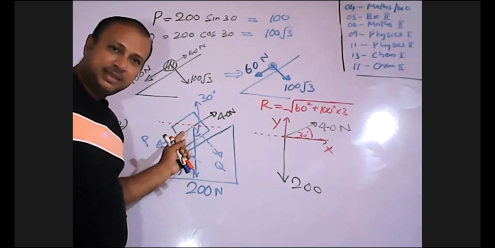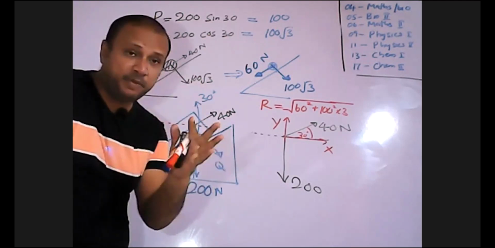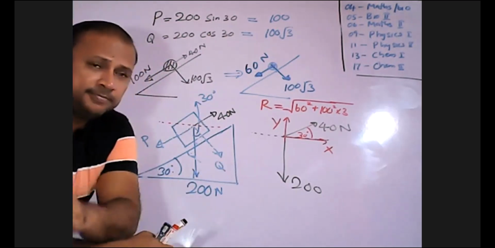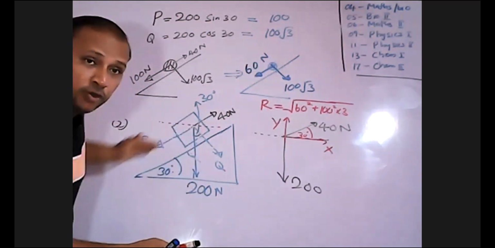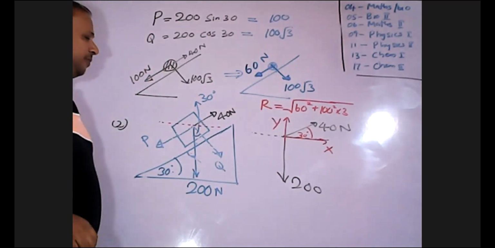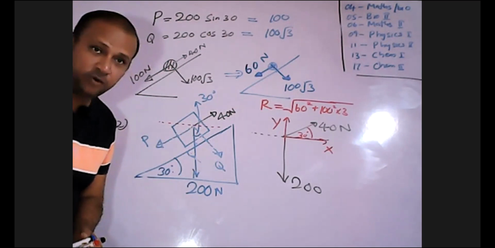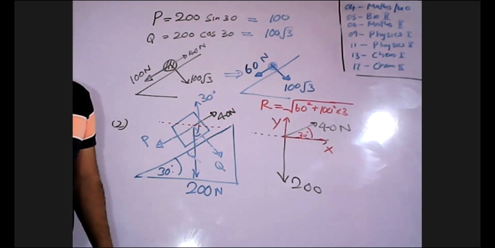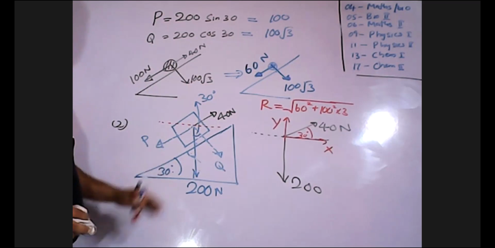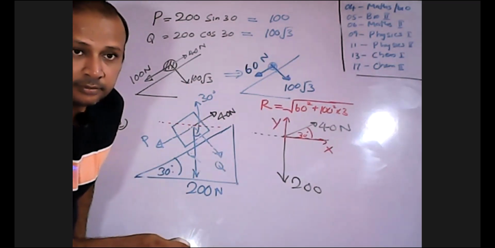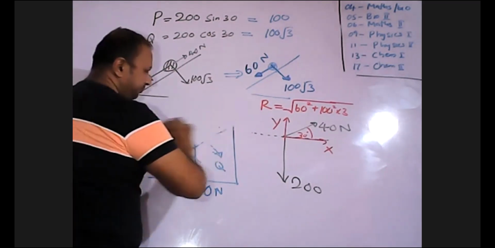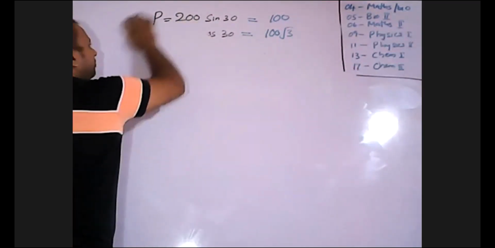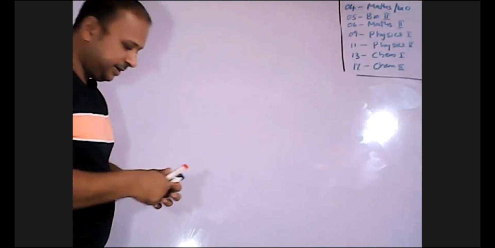You need this knowledge. If you are given an inclined plane and a mass, then how could you resolve its weight into two components? Okay, I will explain. Look at this.